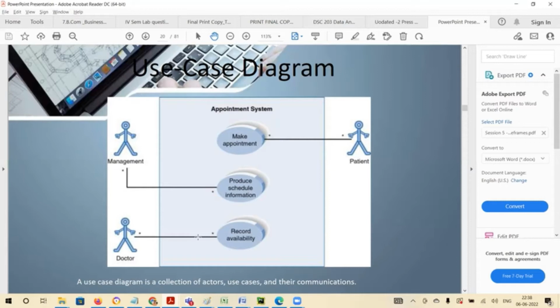Doctors will have the ability to record availability. Let's say tomorrow the doctor is not coming to the office for some reason. So the doctor can go and block, saying not available on such and such date. That way, the patient will not be able to book an appointment. So this is an example of a system which has three use cases: make appointment, produce schedule information, and record availability.